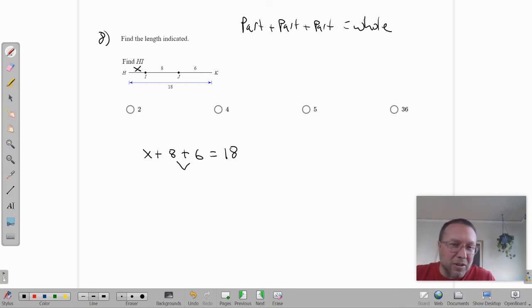So I'm just going to combine some like terms here. I've got X plus 14 equals 18. And then when I solve for X, I get 4.